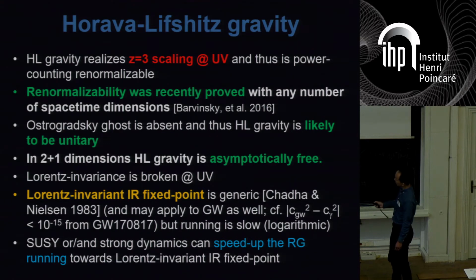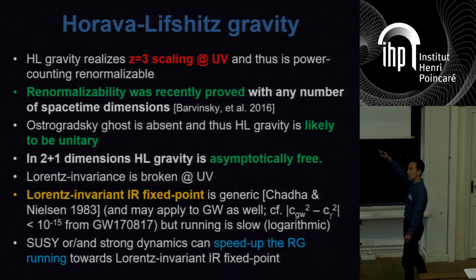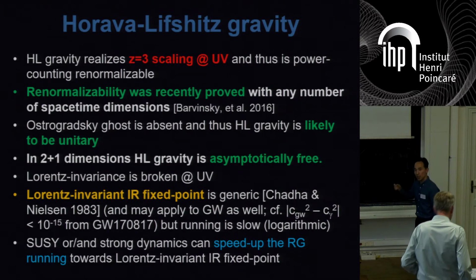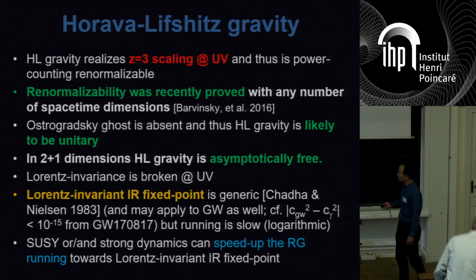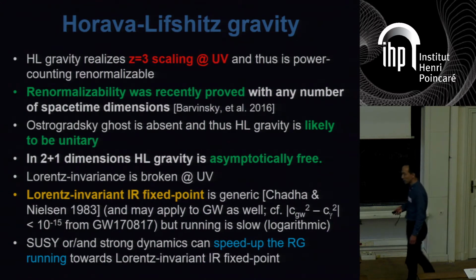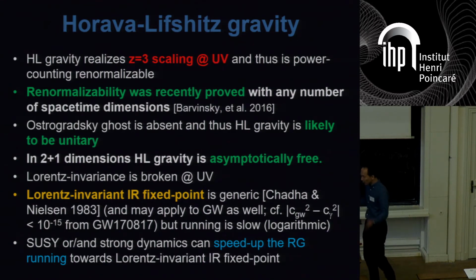Also, if there is a kind of strong coupling between the UV scale and the IR scale, then at the intermediate scale we may have a speed up of the RG flow. So there are some ideas to speed up the RG flow towards the Lorentz invariant IR fixed point. But today, I'd like to talk about cosmology.